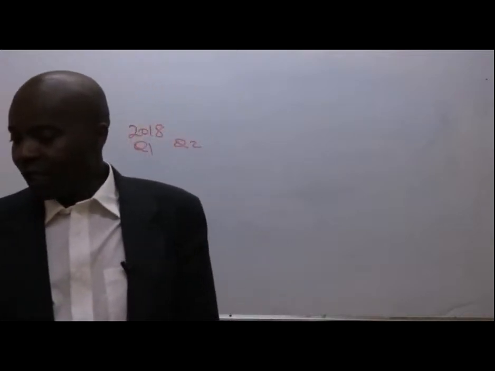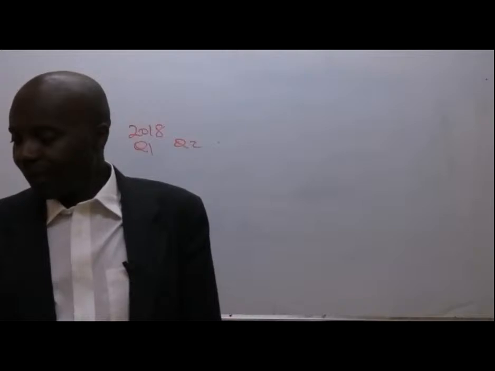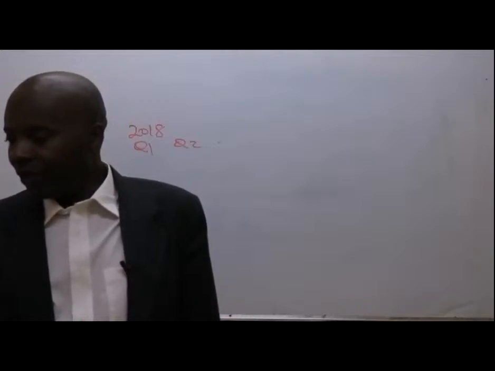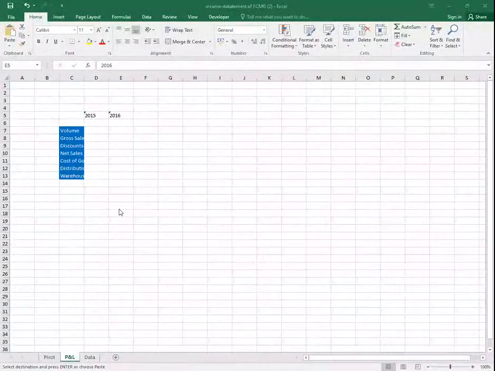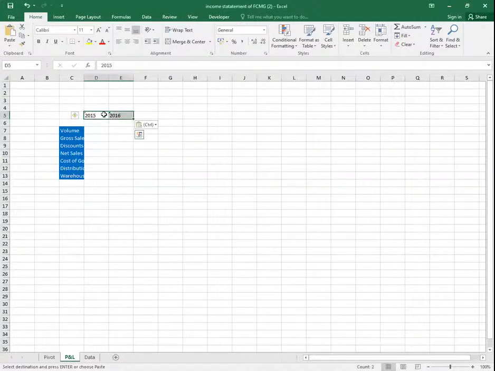A good question there. What do we mean by this thing of transposing? Remember, we have copied our information, for example this 2015 and 2016. If I would want to copy and take this elsewhere, I'll highlight the two, and then I'll say copy.